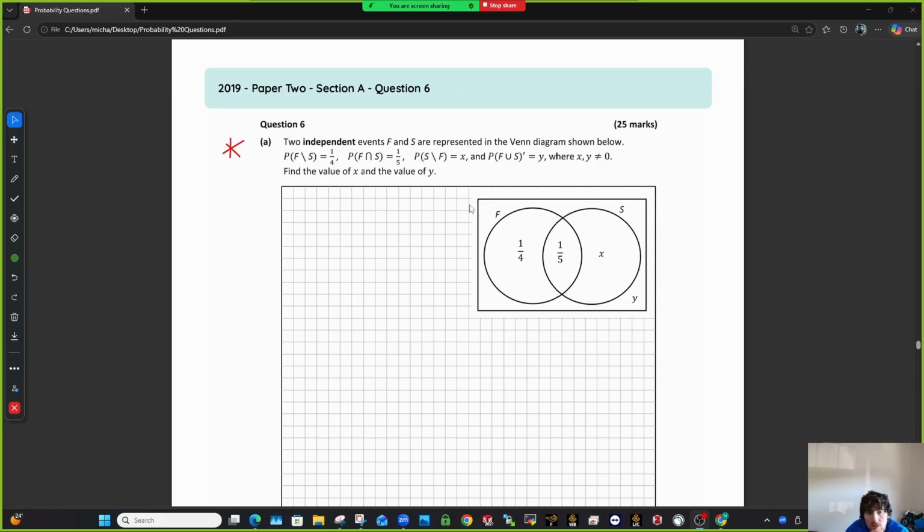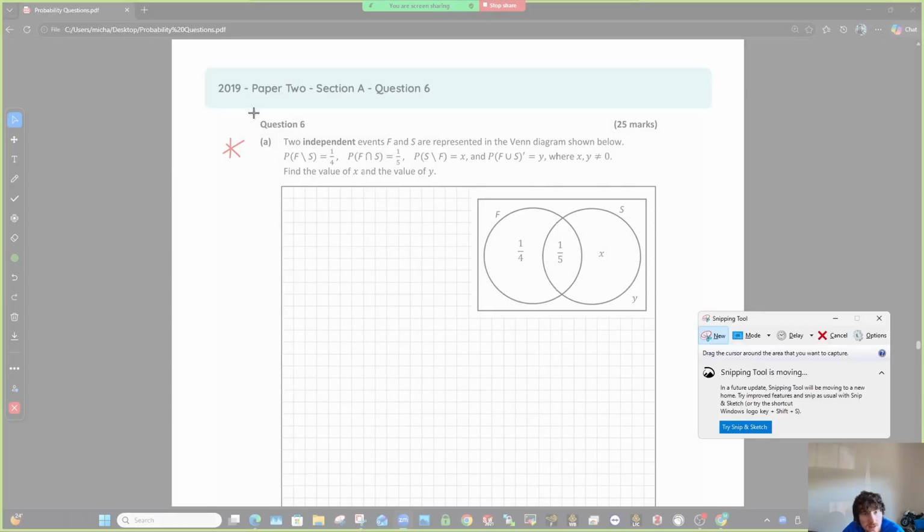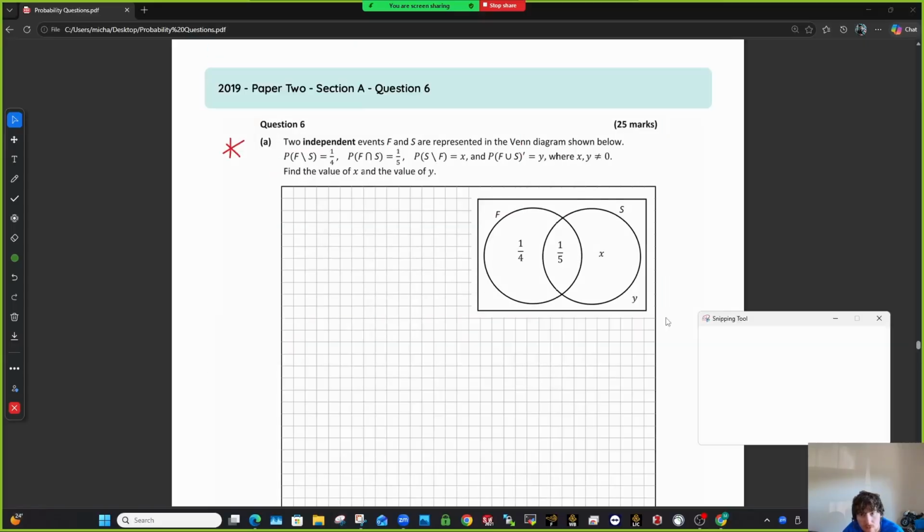Okay, so scroll down there. So I found this here in 2019's official paper too. We're told independence, so I'm going to get this set up. Obviously, pause the video, give this a go. It's a pretty good question.